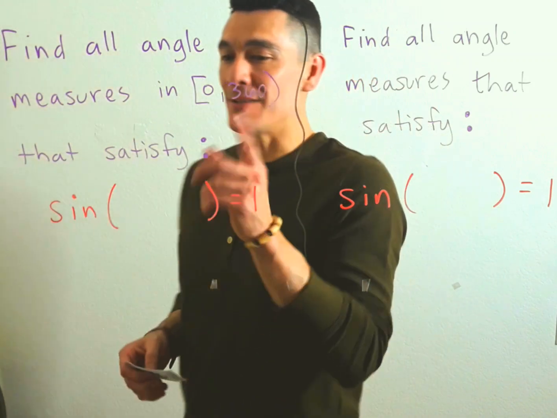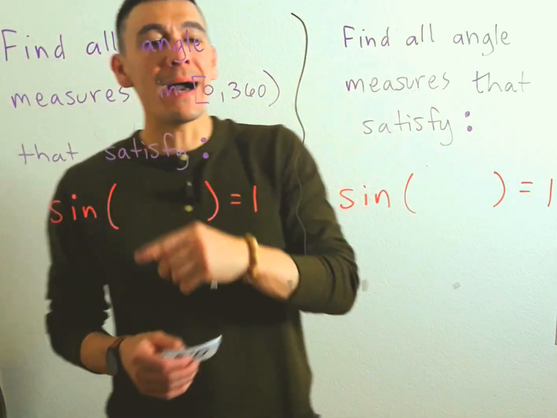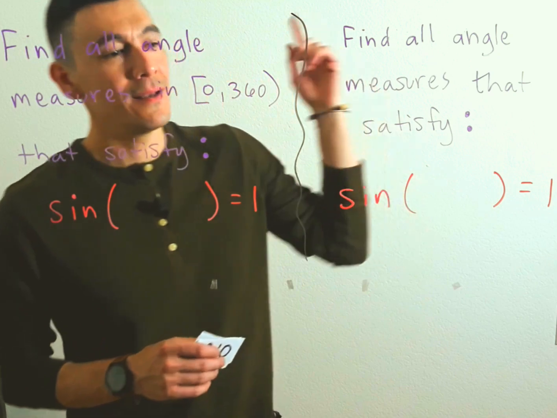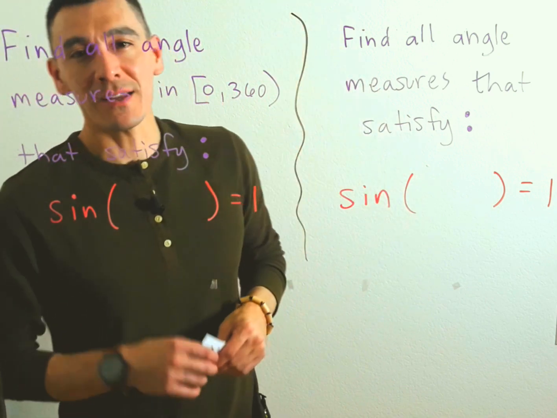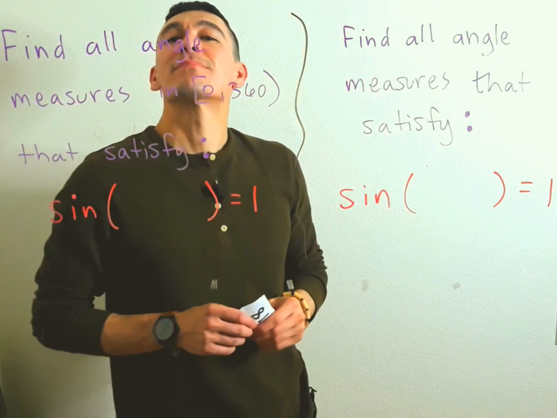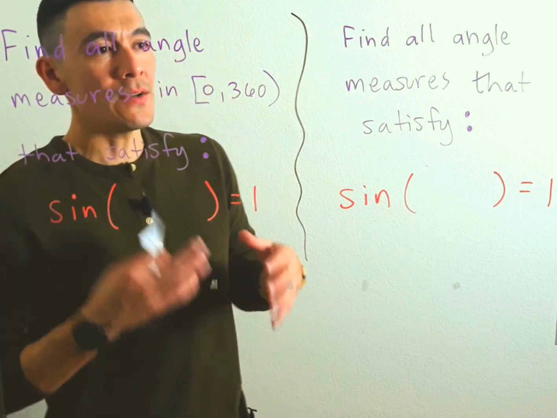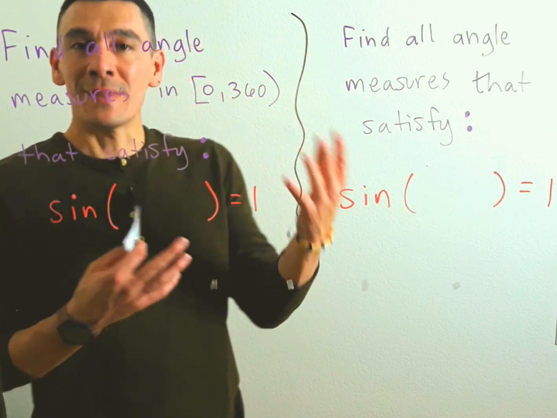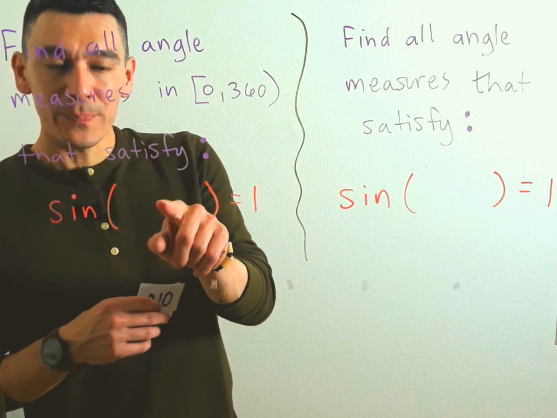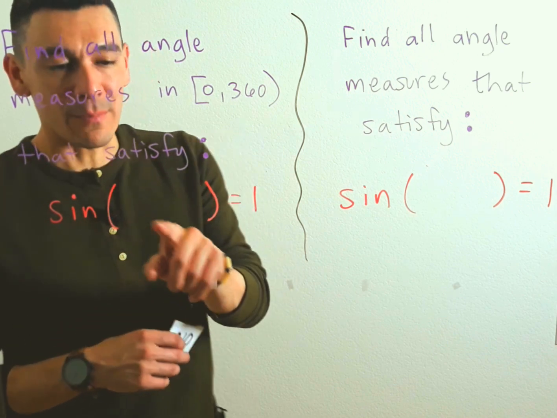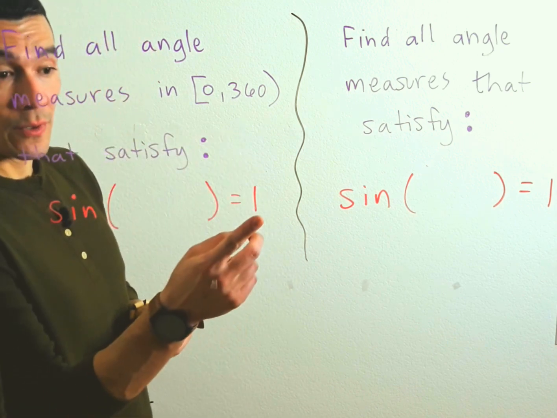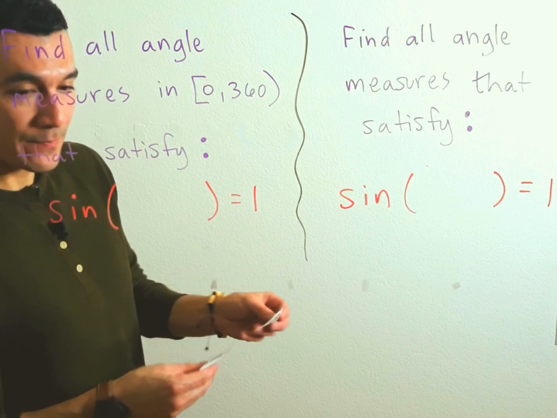All right, guys, I need you to go get your calculator. Don't come back until you have your calculator in hand. Pause the video, get your calculator, and come back when you're ready. Okay, hopefully you're ready. So here's what I want you to do. I'm going to give you a number, and you're going to take the sine of that number, and you have to tell me if it's true or false. So let's get this started.